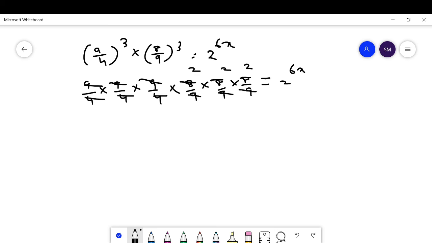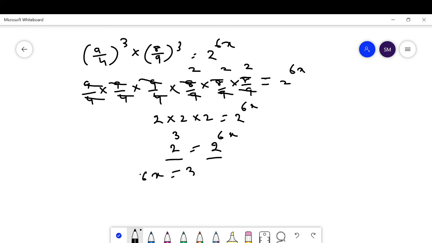9, 9 cancel. In the LHS, this is 2 into 2 into 2. In the RHS, 2 to the power 6x. Here in the LHS, 2 into 2 into 2 means 2 to the power 3. This is 2 to the power 6x. Here, as the bases are the same, comparing the exponents, we get 6x equal to 3. x equal to 3 upon 6, which means 1 upon 2. We find the value of x equal to 1 upon 2.